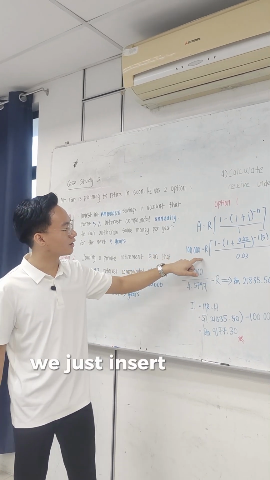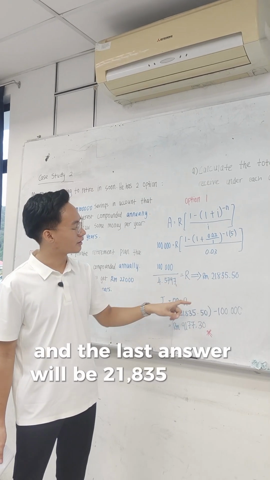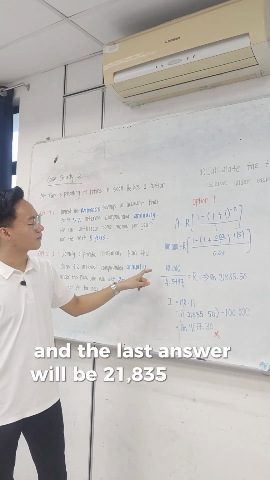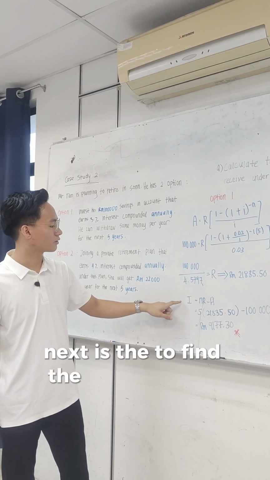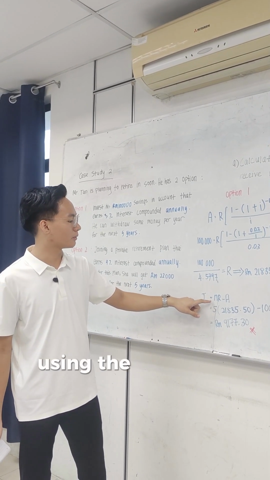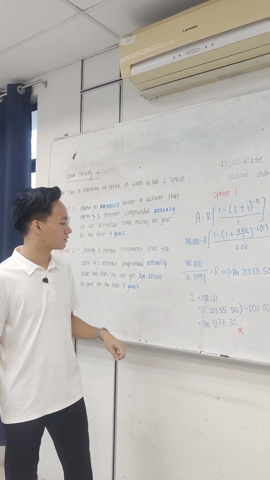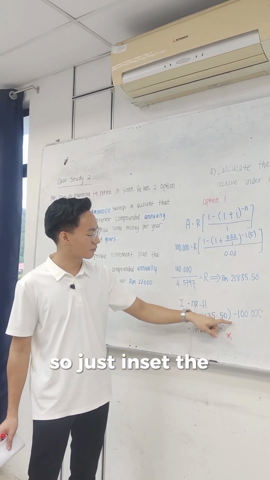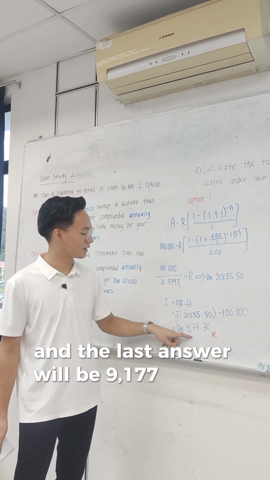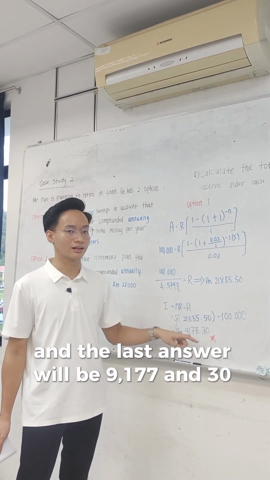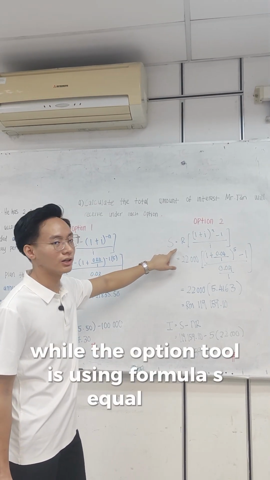We just insert all the information given, and the last answer will be 21,835.50. Next is to find the total interest charge using the formula I equals NR minus A. So just insert the value, and the last answer will be 9,177.30. While option 2 is using the formula S equals R.